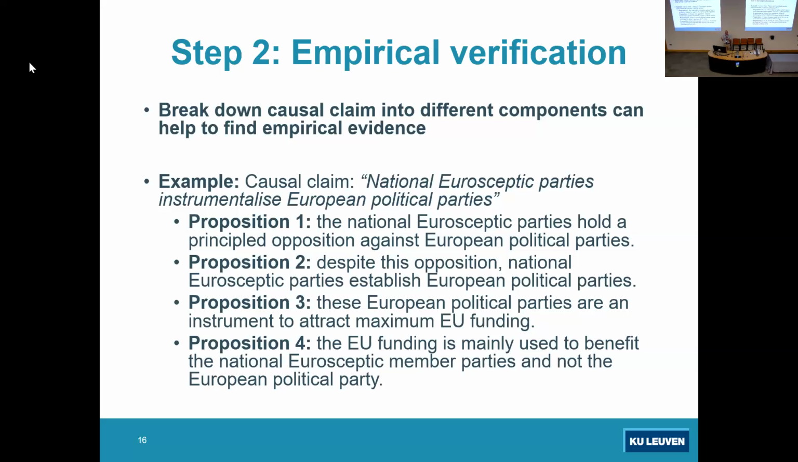Because if you want to check whether national Eurosceptic parties hold a principled opposition against European political parties, you can investigate parliamentary debates, for example. You can look at press statements. You can look at party programs, and then you can check it. That makes it easier than asking, instrumentalization, how do I assess this empirically? So breaking it down into different components often helps.